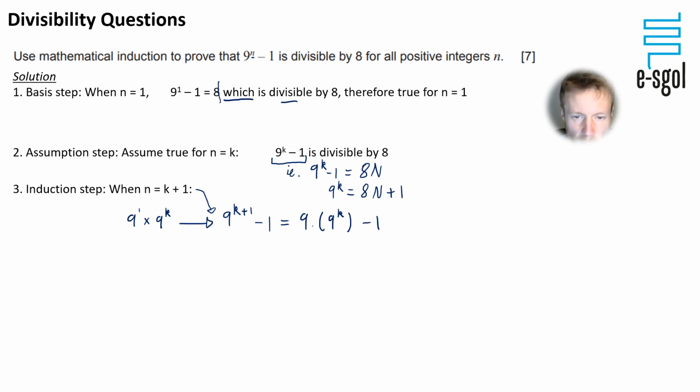minus 1. This 9 to the power of k bit here, we could substitute in 8n plus 1, and then let's see what happens. So 9 bracket 8n plus 1 minus 1, and then let's expand it and see what happens. 9 times 8, so we get 72n plus 9 minus 1. So 9 minus 1 is 8, and we get 72n plus 8.